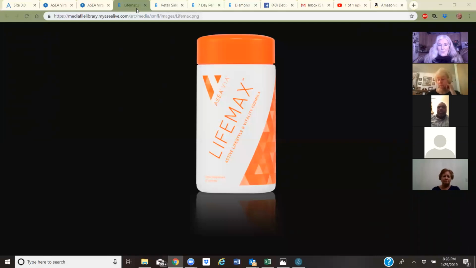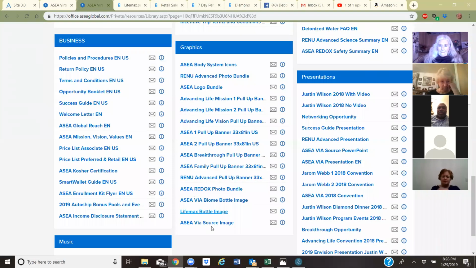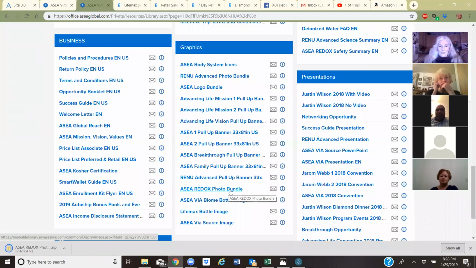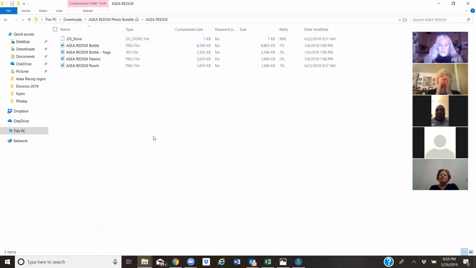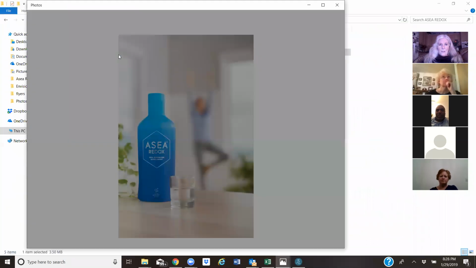So the library has quite a bit of things that you can use. Redox Photo Bundle. Where did that go? So yeah, it's another one you have to click on. So there's the bottles. There's the bottles in a yoga pose.